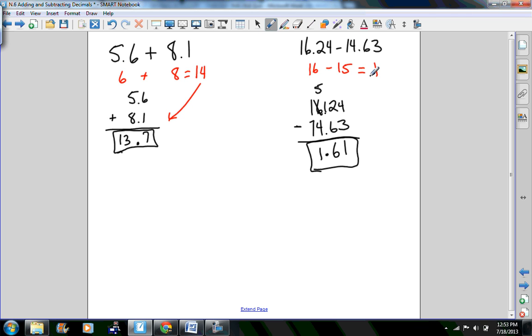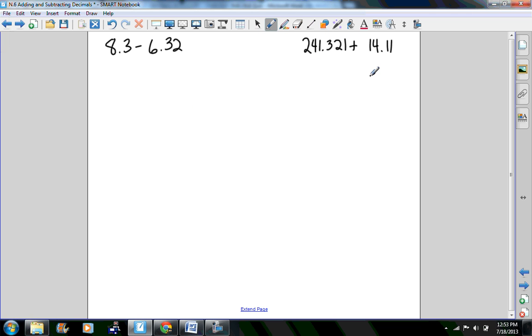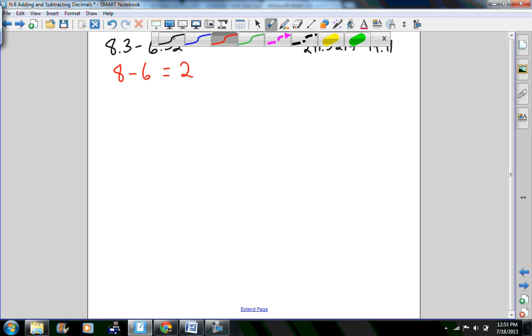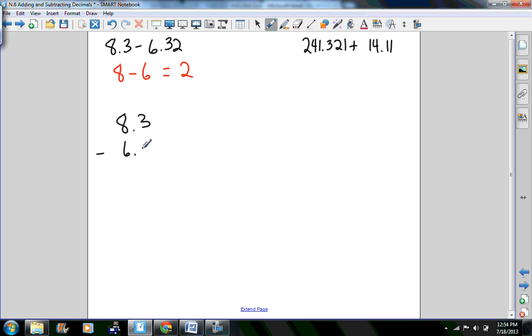Okay, they can get a little bit more complicated. In these examples, we have decimals that don't naturally line up. So for this first one, before we do anything, we're going to estimate. 8.3 becomes 8, 6.3 becomes 6, so our answer should be close to 2. So we're going to write this 8.3 minus 6.32. Well, we have a problem.